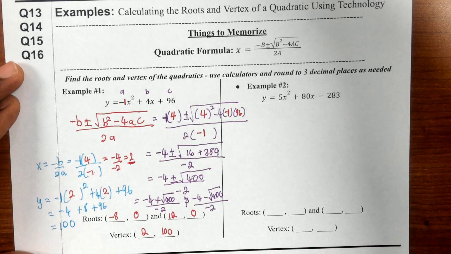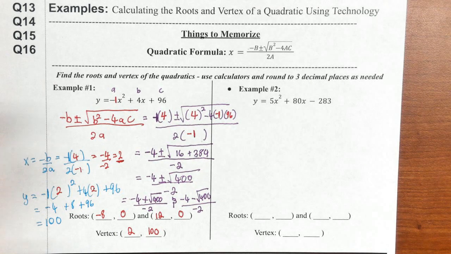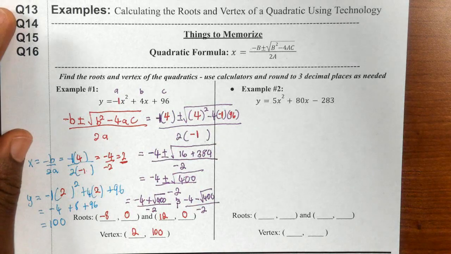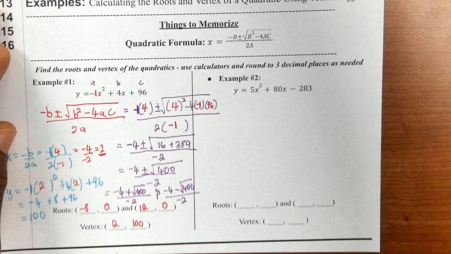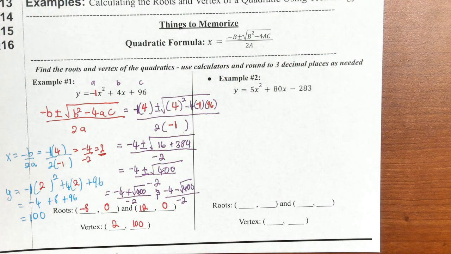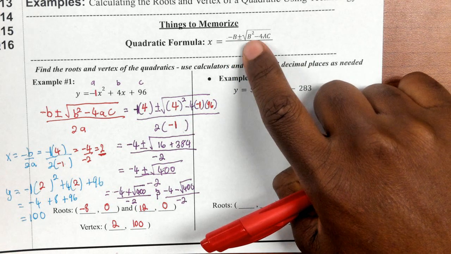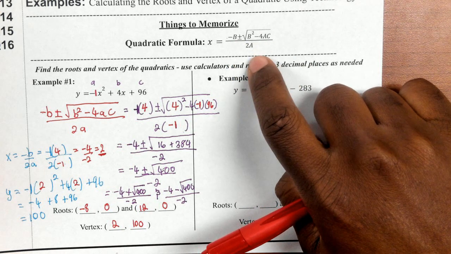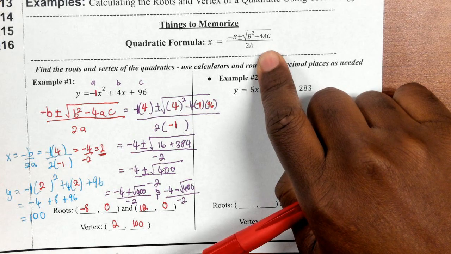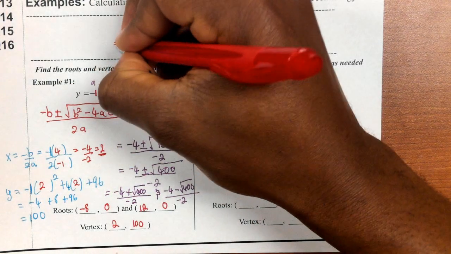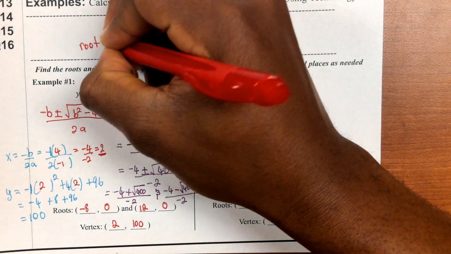Alright, guys, so let's try this. When I look at the next question, just for organization, I'm going to find the vertex first, and then I'm going to find the roots, okay? So when I find the vertex, guys, what formula do I use? Do I use the negative b plus or minus the square root of b squared minus 4ac all over 2a? No, that's the formula you use to find roots.